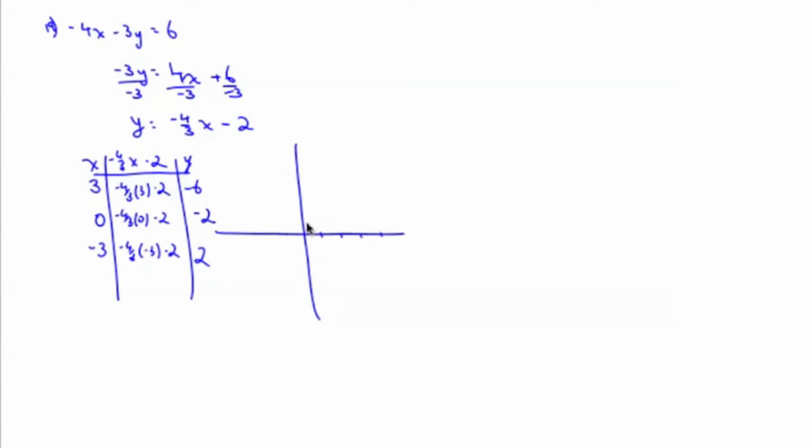1, 2, 3, 4, 5. Where's the 6? 1, 2, 3, 4, 5, 6. Where's 3, negative 6? Right 3, down 6. And then 0, negative 2? Down 2. And then negative 3, 2? Left 3, up 2. And hopefully, hey, that actually lined up very well. There's your line. What kind of slope does it have? Negative. Decreasing. That's about all you can say about it.